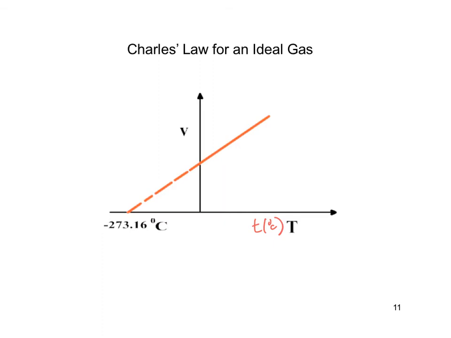But anyway, as you decrease the temperature, in theory, you can just extrapolate the points down to the point of zero volume. We'll go down to negative 273.15 degrees C. Okay, so then we call that Kelvin.